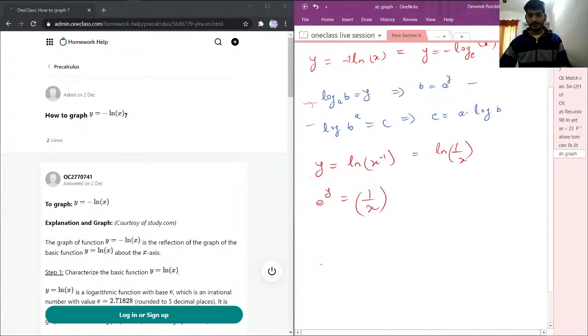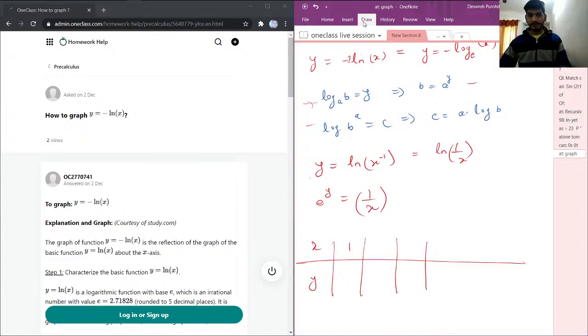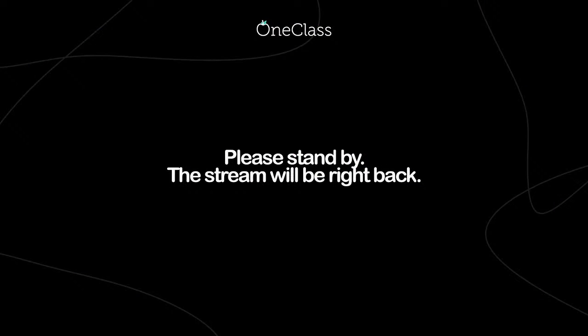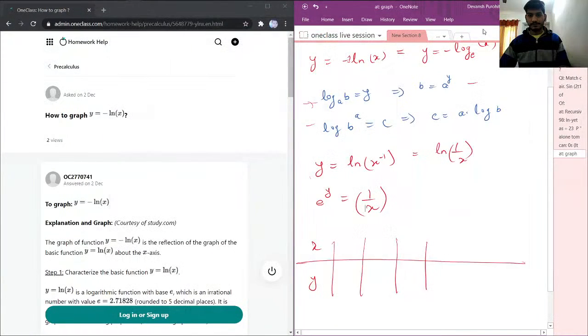So I'm going to calculate a few values for x and y. So for x equal to 1, I will just put y equal to 1 here.